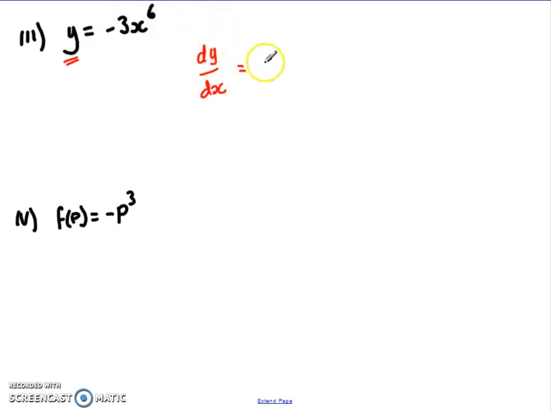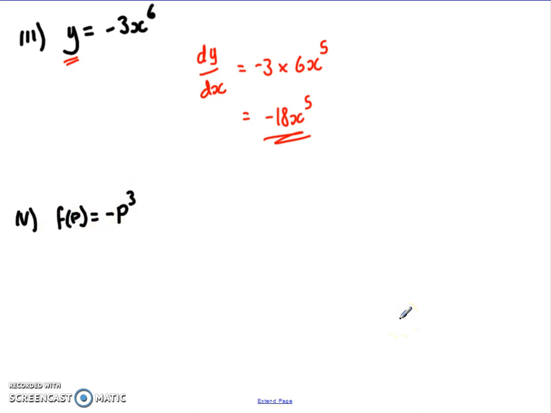But the steps here don't change. We still write down our coefficient, negative 3, and then multiply it by our derivative part. So power down in front, reduce the power by 1. So it becomes 6x to the power of 5. We then simplify as much as we can. Negative 3 times 6 is negative 18, x to the power of 5. Job done, we're there.